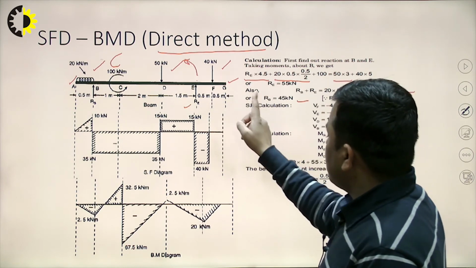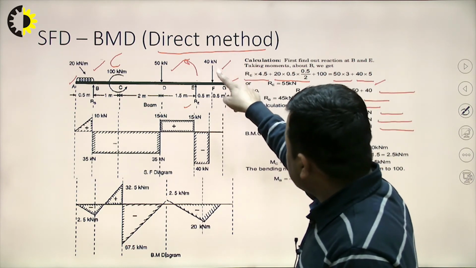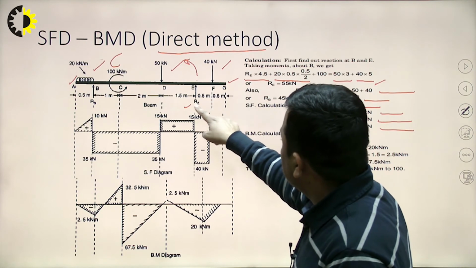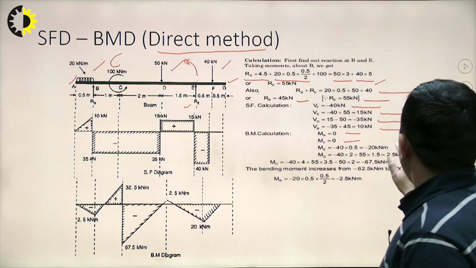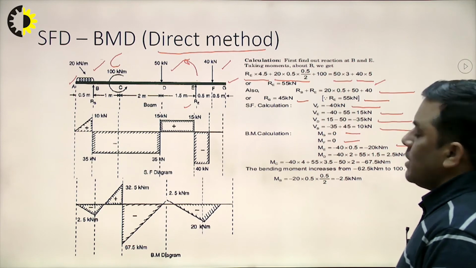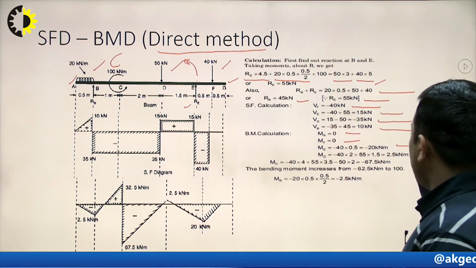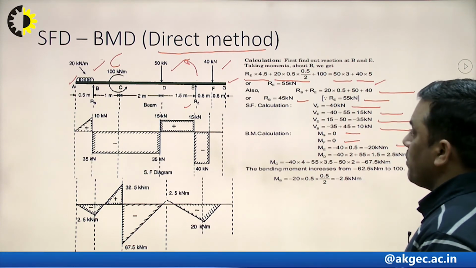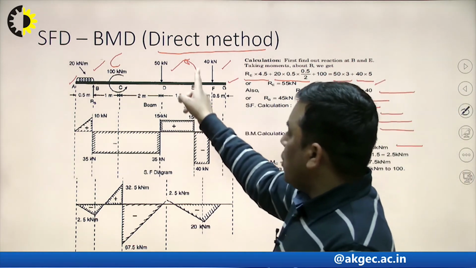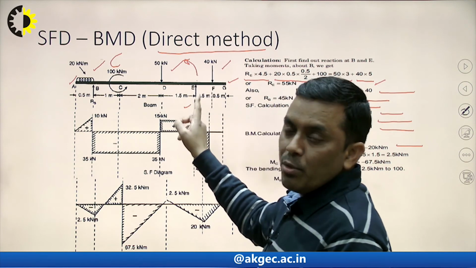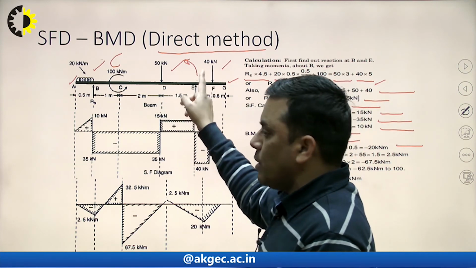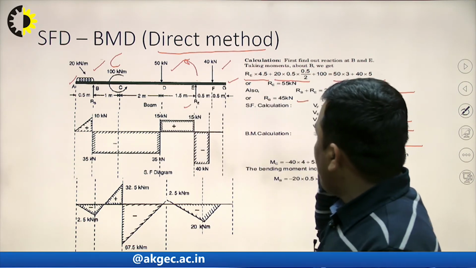There is one force, 40, and its distance from point E is 0.5. So, 40 into 0.5, sign convention negative. So, 40 into 0.5 gives minus 20 kilonewton meter. RE will not be taken into account because it is passing through point E. So, in the bending moment, there will be no rotational tendency because of RE about point E.